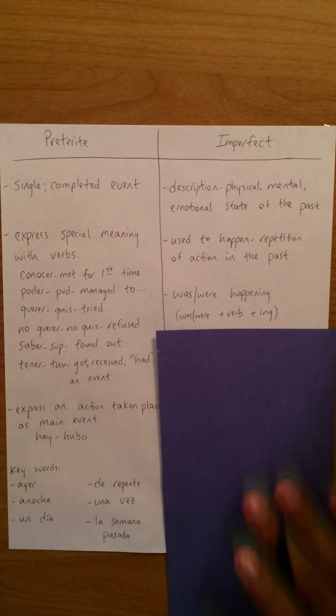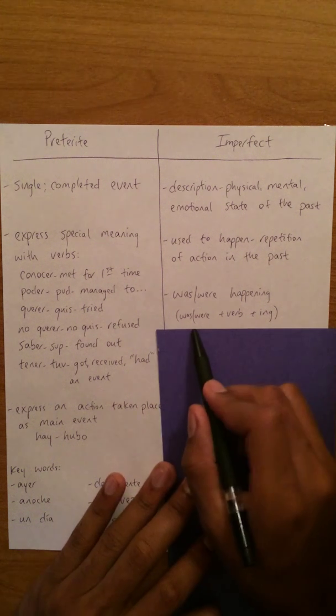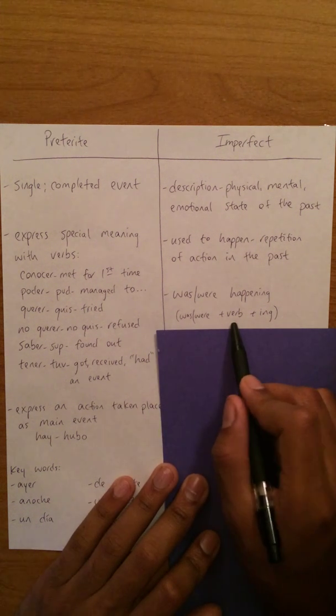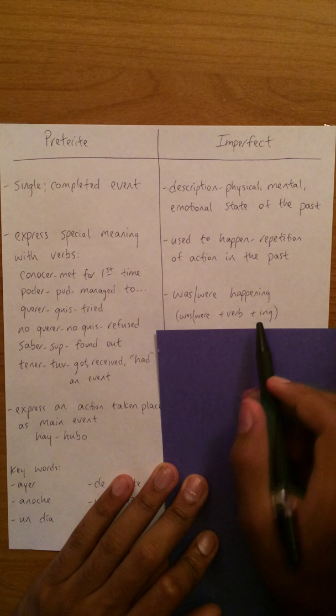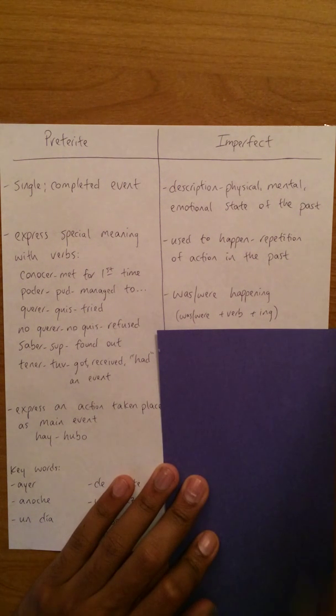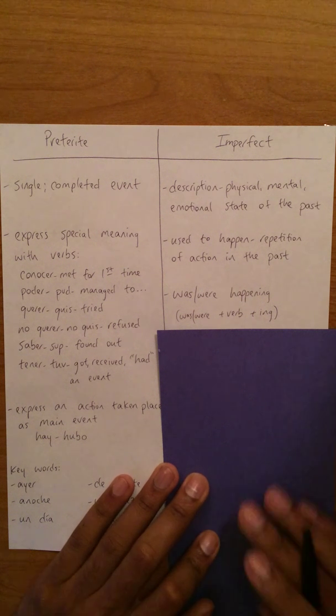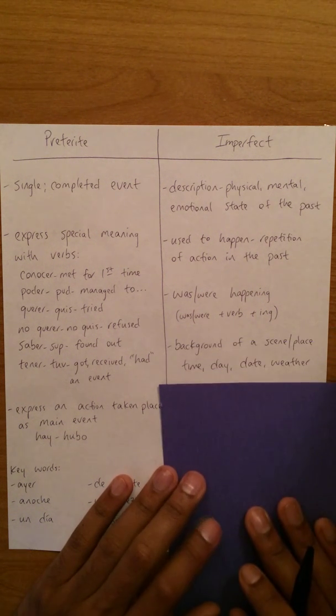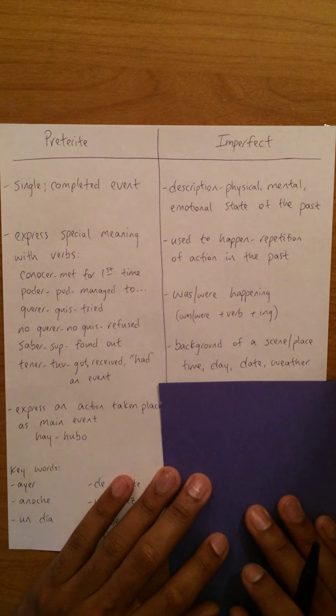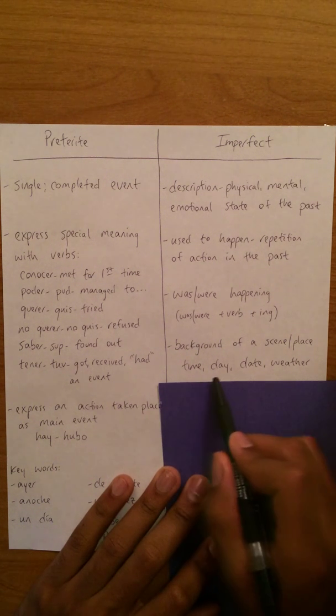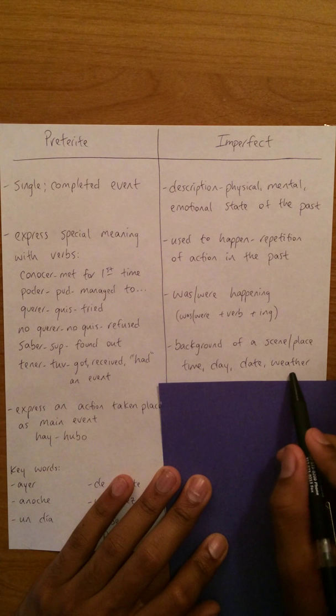It is also used to form the past progressive forms of verbs with the was/were plus the verb plus the ing ending. So for example, I was walking, he was listening. Those are all forms of the imperfect. It is also used to set the background of a scene or place in reference to time, day, date, and weather.